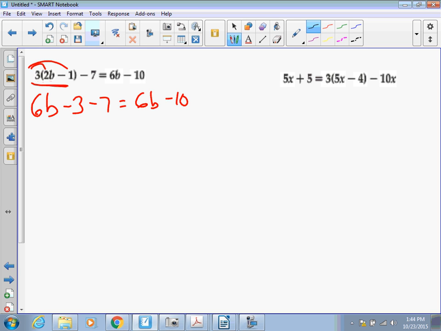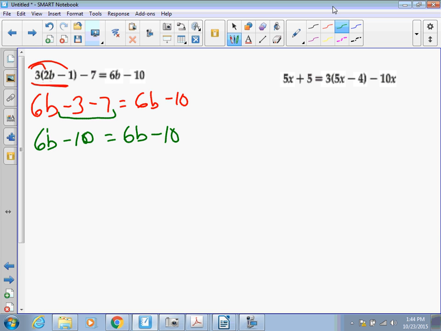After you distribute, look to combine like terms, and we have like terms again. We have these over here, those are like terms. So as I continue to write that down, it's 6b, and -3 and -7 give me -10. And that's equal to 6b minus 10. Now, if you notice, both sides of the equation are exactly the same at this point. But let's continue on and see what happens as we move through our steps.